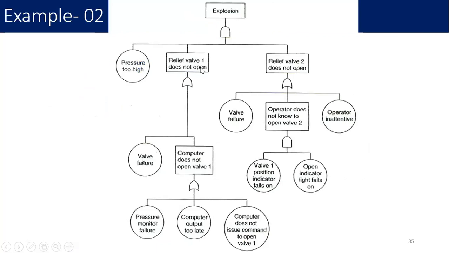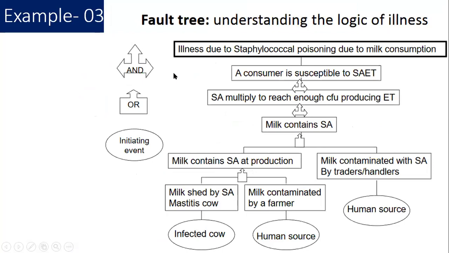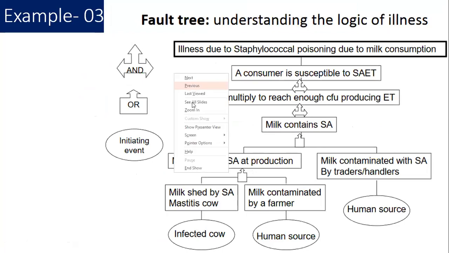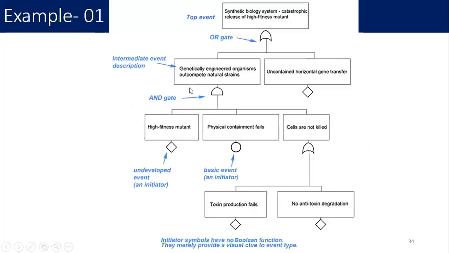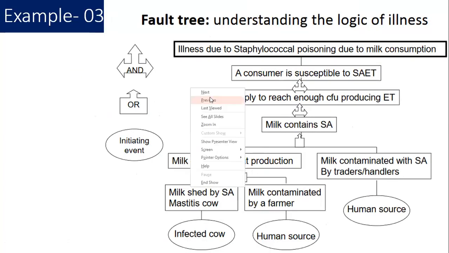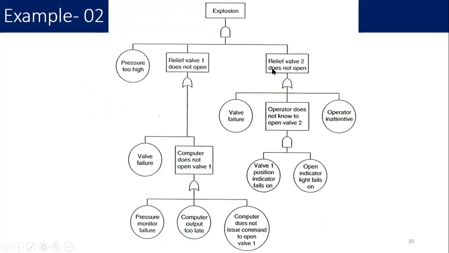Relief valve 1 does not open. Square means an intermediate event, right? This is actually an intermediate event: the relief valve 2 does not open. These are the factors. Then there are some other factors like a tree. Then ultimately you can identify the causes for this failure.